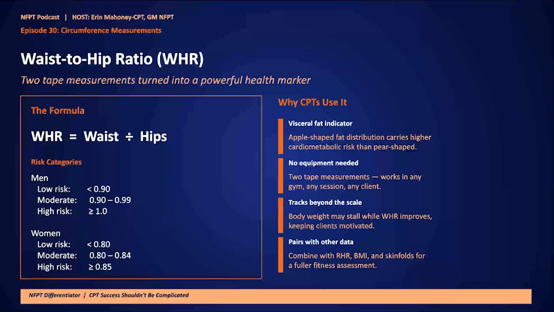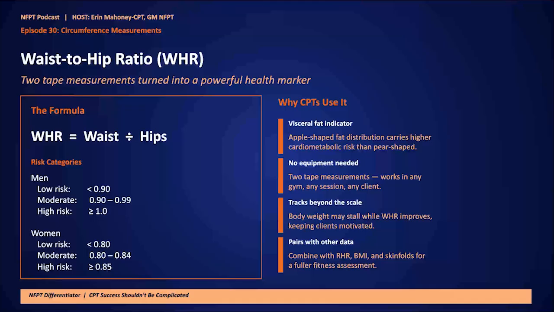And so before we go further into that, let's talk a little bit more about where they might fall on the risk categories. Because men and women are shaped differently, they have different markers. So for the men, they are at low risk if they're less than 0.9 for their waist to hip ratio.